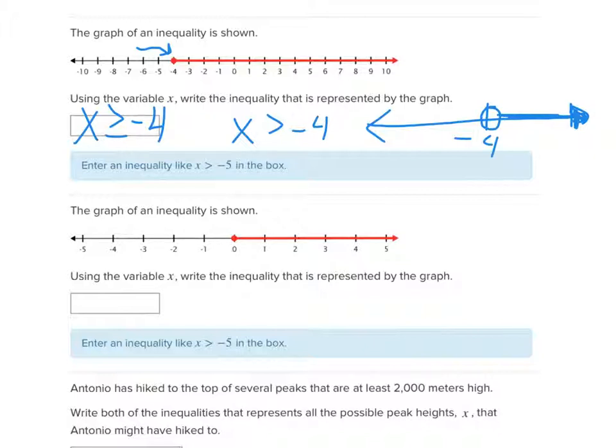Next problem. The graph of an inequality is shown using the x variable. Write the inequality that is represented by the graph. X is greater than or equal to 0. Notice that the alligator, since the shaded in part is bigger than the boundary number, that means it's greater than or equal to. So the alligator would eat the x, not the 0. The 0 is on the small end.